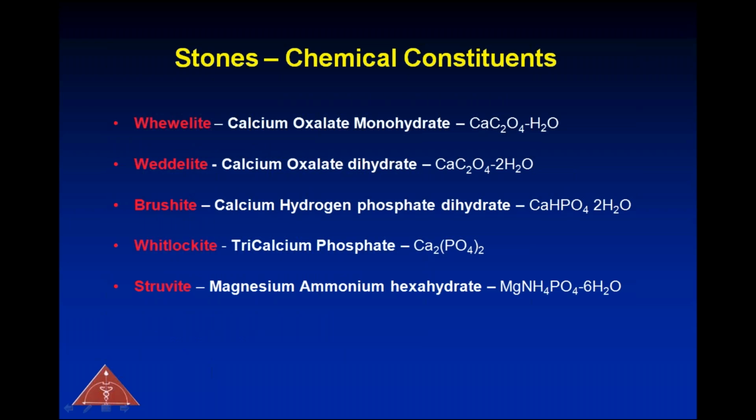See, out of all these, you remember brushite next, the stones' chemical constituents. So struvite and brushite, if you can remember everything, fine, or most commonly struvite and brushite. Magnesium ammonium phosphate hexahydrate, that is struvite stone. And brushite, calcium hydrogen phosphate dihydrate. So these are all the chemical constituents.